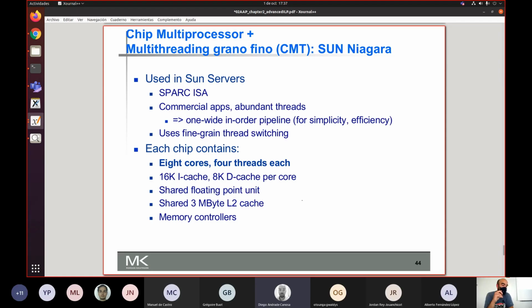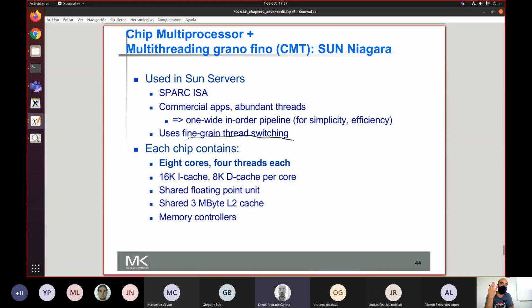In this architecture, what you have is one single in-order pipeline that uses fine-grained thread switching. Do you remember what this was? That you switch every cycle. So this idea, which for all of us was crazy, of switching every cycle from one thread to another, is actually implemented in this architecture.